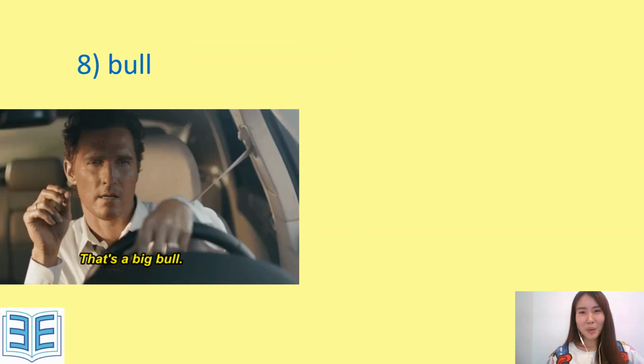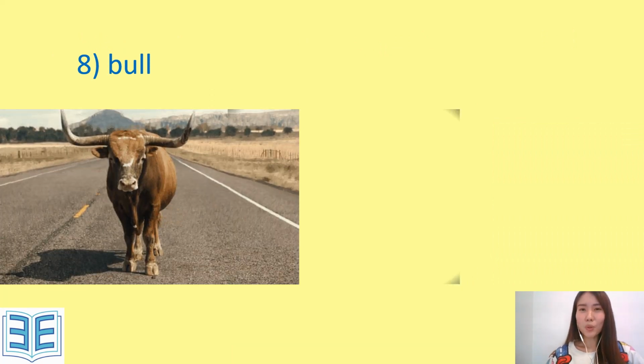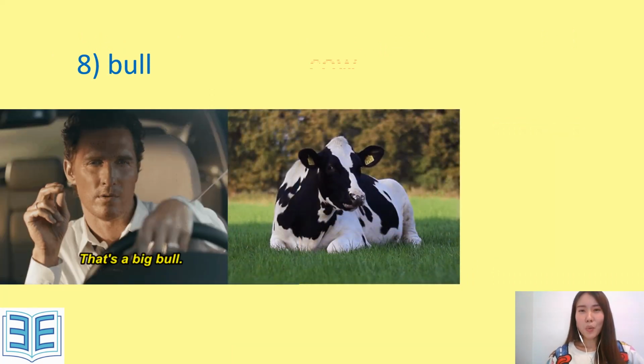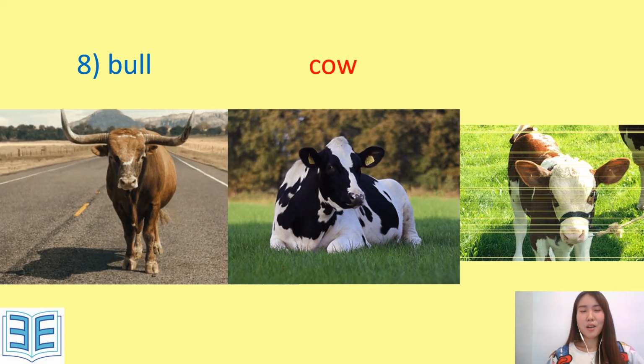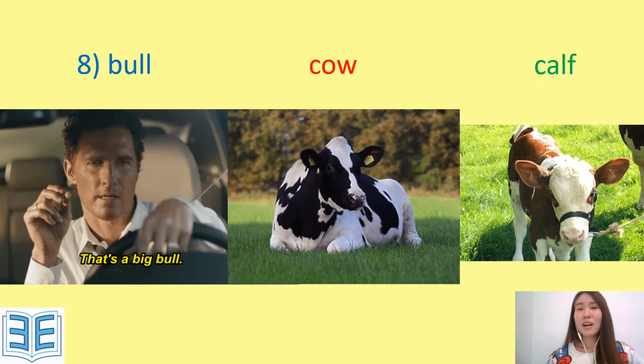Then, this one, that's a big bull. Yes, it's a bull. And then for the female, we have cow. For the baby, we have calf.